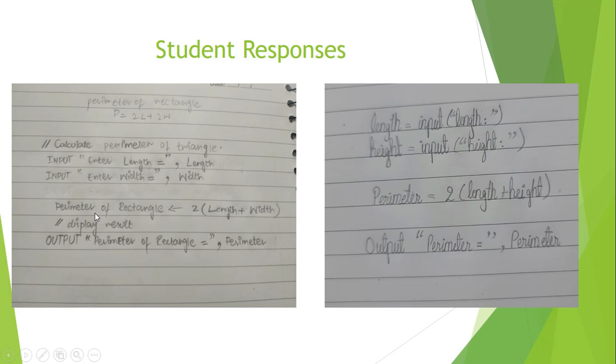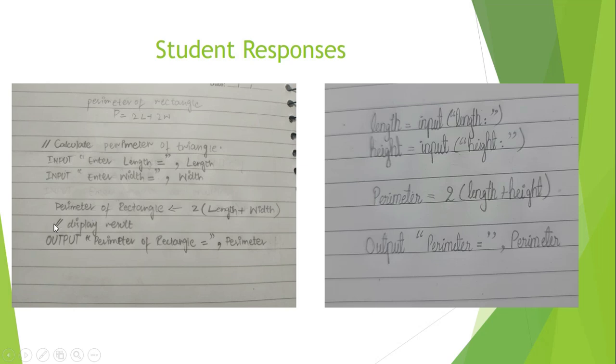But look here, there is a mistake. You cannot give spaces in the variable name. Here you are using three words: perimeter of rectangle. So if you want to give spaces, you need to use underscore. This is the rule for declaring a variable.